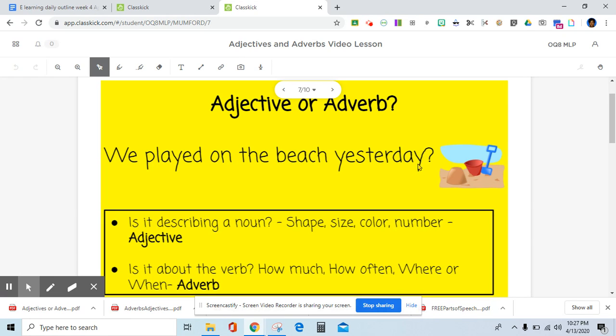What is it talking about? Is it describing a noun? It's telling me the shape, the size, the color, or the number of something. If it is, it's an adjective. Is it telling me about the verb? Is it telling me how much, how often, where, or when I did something? It is telling me where I did something, so that is the adverb. It's telling me when I played on the beach. I played on the beach yesterday.